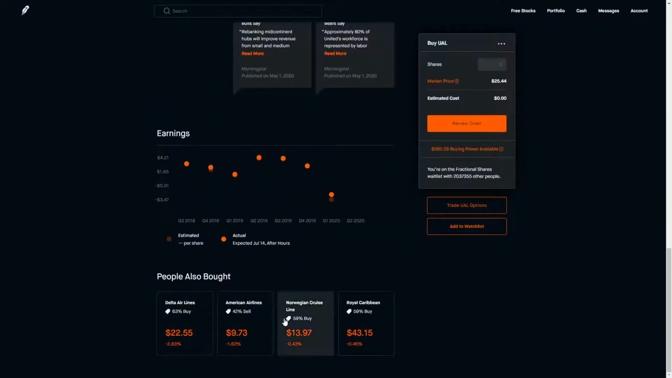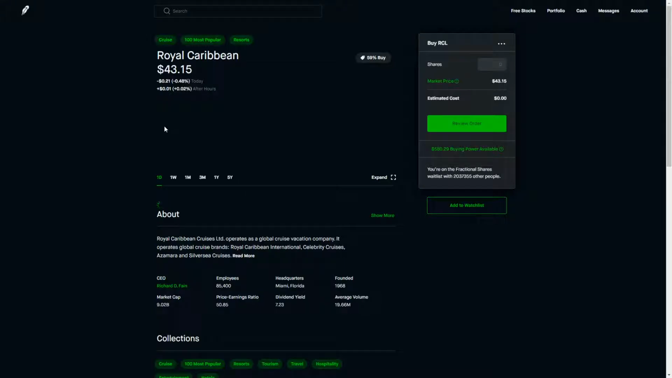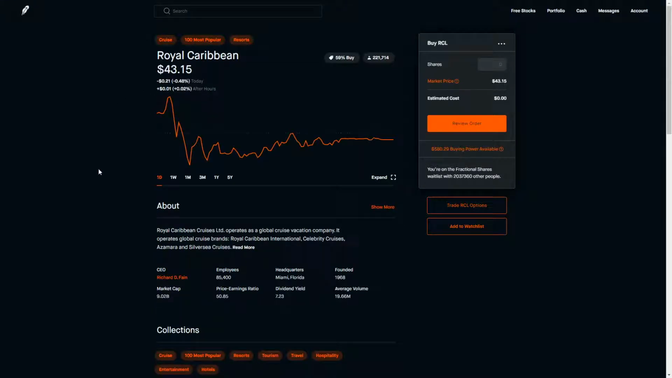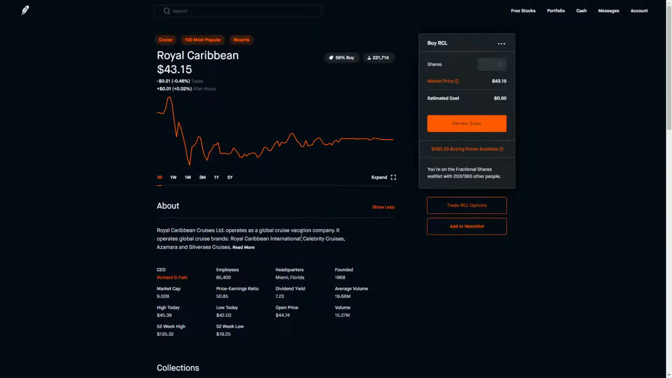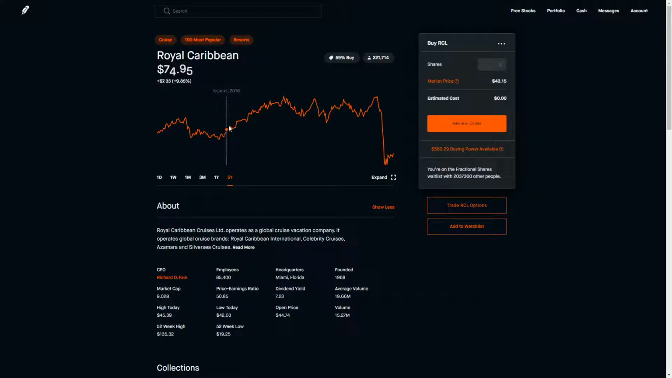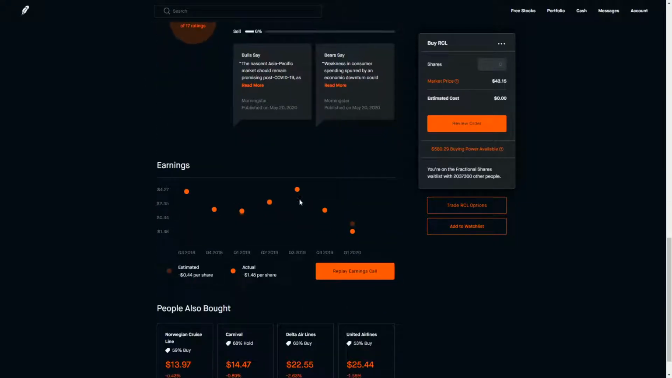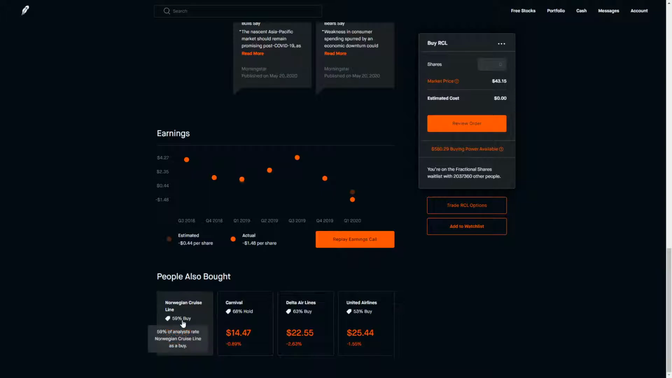And another one, Royal Caribbean, I've looked at potentially. You can see there the 52-week low. I wish I would have bought some shares when it was this low. But there's that as well. They do offer a nice dividend. Look at their 5-year chart. It's pretty much just up, up, up. And, you know, what happened.